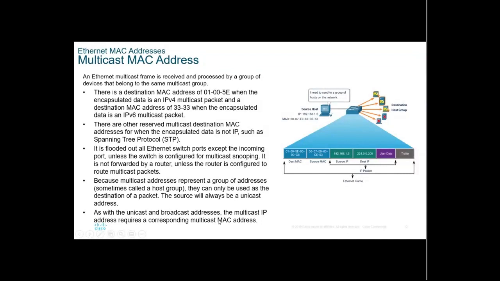Because multicast addresses represent a group of MAC addresses, sometimes it's called a host group. They can only be used as the destination of a packet. The source will always be a unicast address.